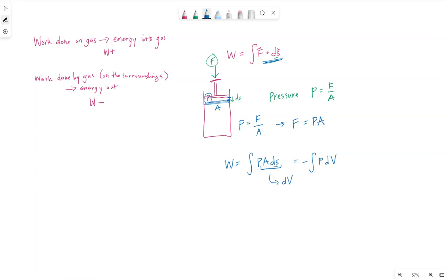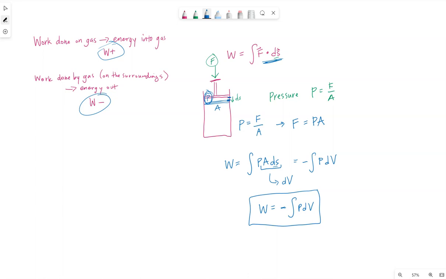Now, you will see a negative sign in the equation. The reason why is, if we're going to stick with our same definition of positive work versus negative work, well, if my pressure is increasing because I'm pushing down on this piston, then the volume's decreasing. So the pressure and volume are opposite in sign. To get a positive answer for our work, we need this negative sign in the equation.